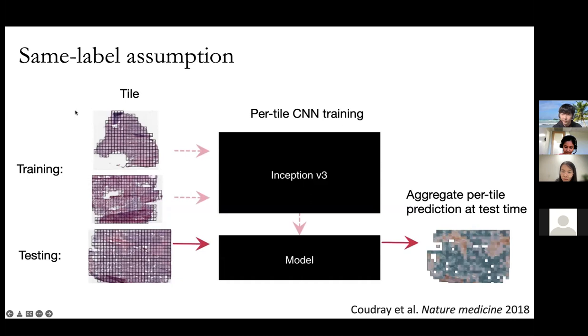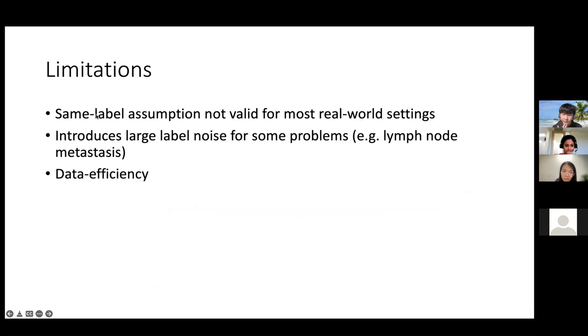This same label assumption might be reasonable if you know a priori that the task is such that you can infer the correct slide level outcome from each individual tile independently, and that the content of the slide is relatively homogeneous with respect to the outcome. However, it's not really valid for many real world tasks. If you assume this assumption for those tasks, you're going to introduce a lot of label noise, just intuitively, if you train your model this way.